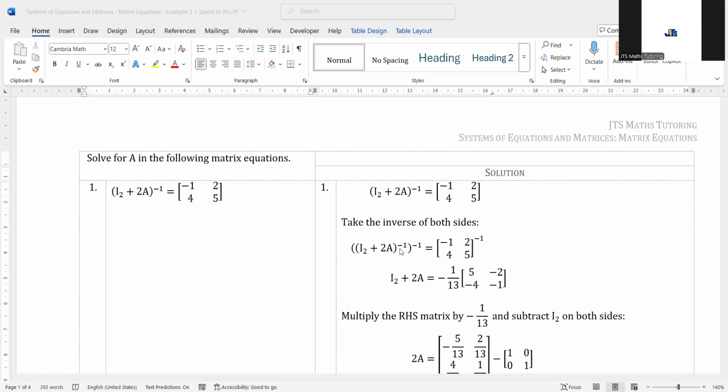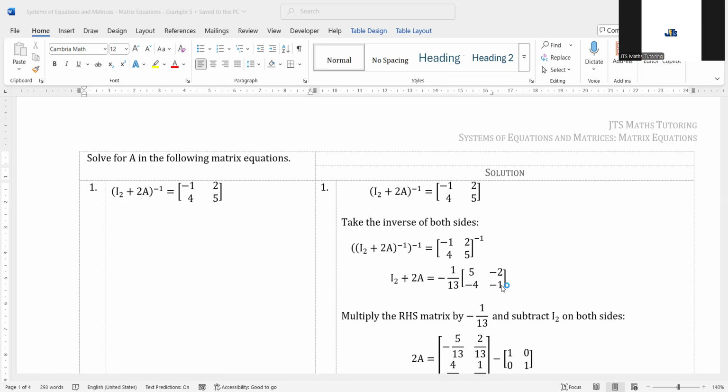So when you take the inverse of this left-hand side expression, you'll be left with what is inside the brackets, which is what we have right here. Then we take the inverse of this right-hand side matrix. We all know how to do this, right? First, we get the determinant, and then we swap the position of the -1 and the 5, and we negate the 2 and the 4. All right, beautiful. So -1 multiplied by 5 gives us -5, minus 4 multiplied by 2, which is 8. So -5 minus 8 gives us -13. So we know that this is going to be 1 over the determinant, which is exactly what we have right here.